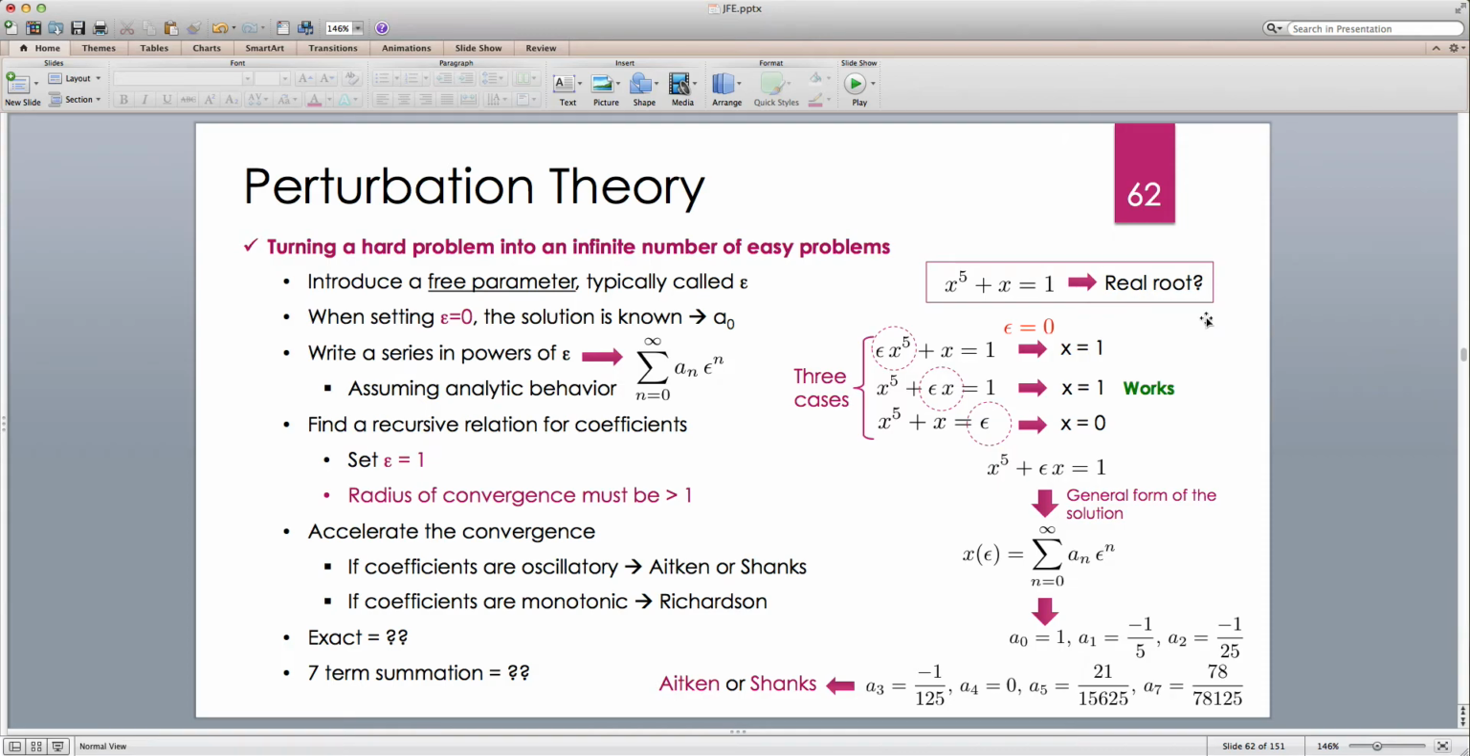We can guess that the root should be between 0 and 1, because if x is greater than 1, then x to the 5th is much greater than 1, and plus something greater than 1, it's just greater than 1, never equal to 1. If x is less than 0, then x is negative, x to the 5th is also negative, therefore the whole left hand side is negative. So the root must be between 0 and 1, and this equation has exactly one root because of the strictly increasing behavior of the function.